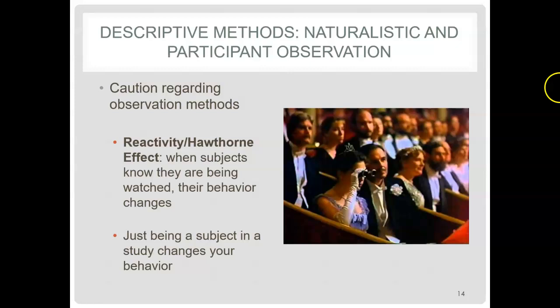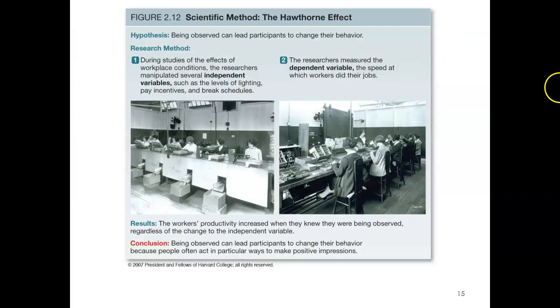So we have to be careful when we're using observational methods because of the reactivity, also known as the Hawthorne effect. That when subjects know they're being watched, their behavior changes. Just being a subject in a study changes your behavior. So I'm a scientist. I know that I need to go in and just be a subject. Don't try to figure out what they're looking for. Just follow directions. My behavior is still influenced because I know I'm being watched. I do the best I can, but I know I'm being watched. So go ahead and take a look at this in your textbook because it does a good job looking at the Hawthorne effect, also known as reactivity.